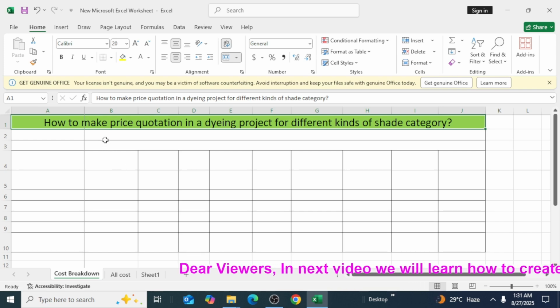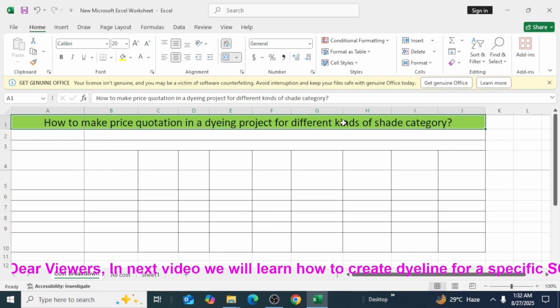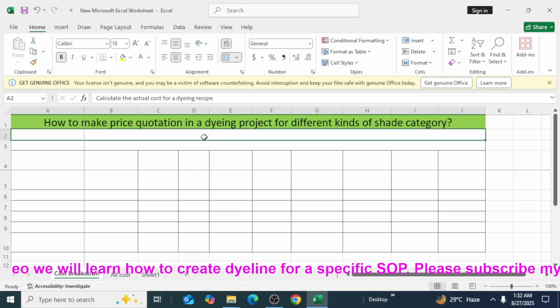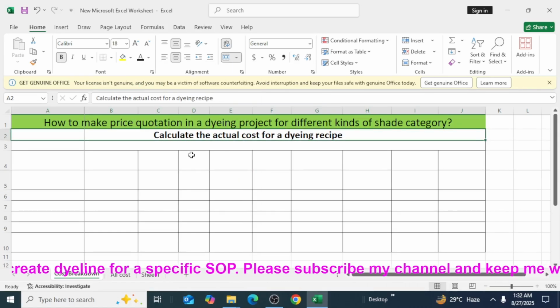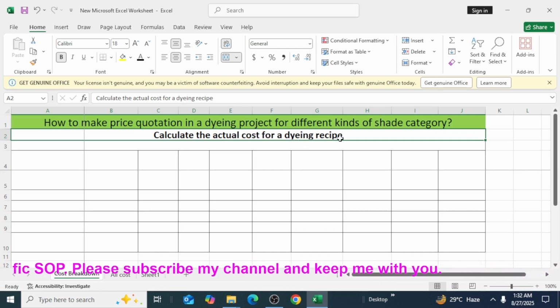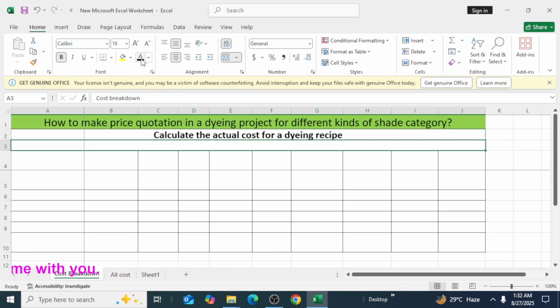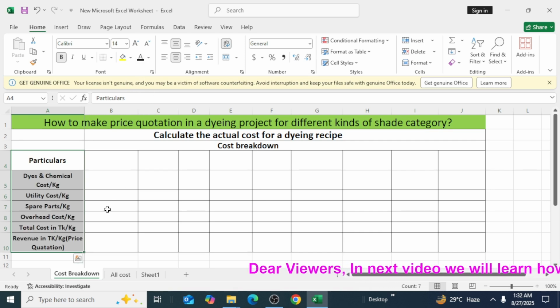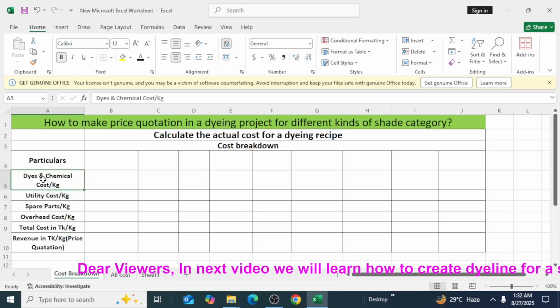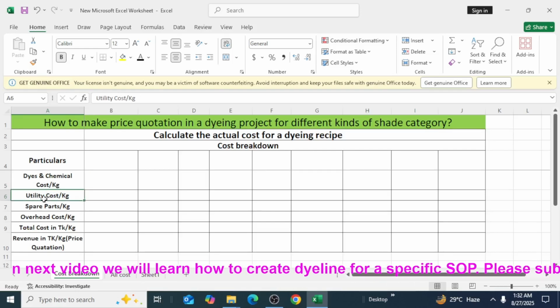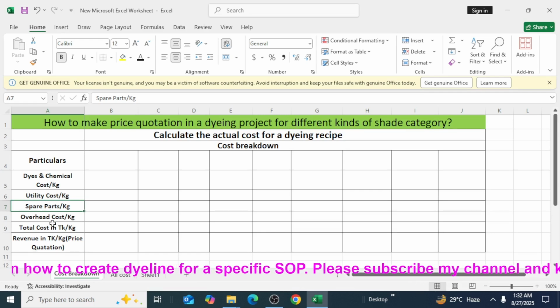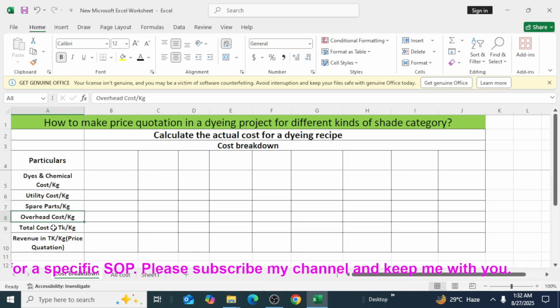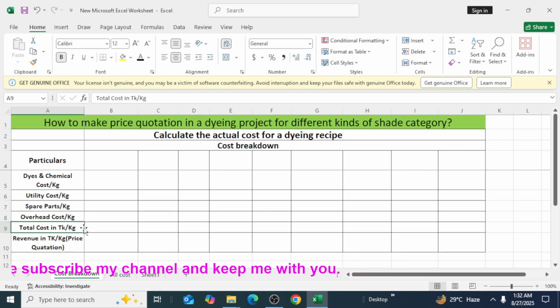Dear viewers, to make price quotation in a dyeing project for different kinds of shade category, first of all, we should know the actual cost for a dyeing recipe. To calculate actual cost for a dyeing recipe, we should know cost breakdown. For this purpose, we should know all of these particulars. That means dyes chemical cost per kg, utility cost per kg, spare parts cost per kg, overhead cost per kg, and total cost in taka per kg.